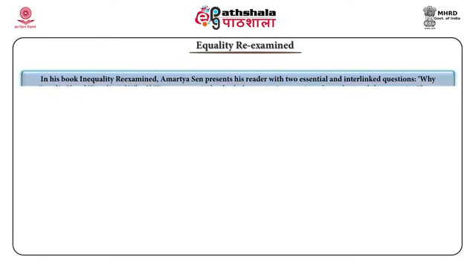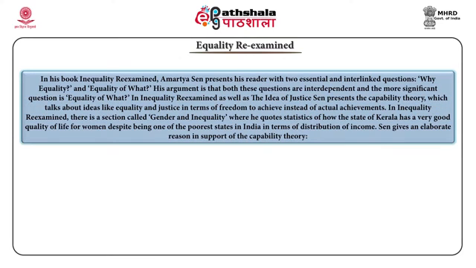In his book, Inequality Re-Examined, Amartya Sen presents the reader with two essential and interlinked questions. Why equality, and equality of what? His argument is that both these questions are interdependent, and the more significant question is equality of what? In Inequality Re-examined, as well as his later book, The Idea of Justice, Sen presents the capability theory, which talks about ideas like equality and justice in terms of freedom to achieve instead of actual achievements.